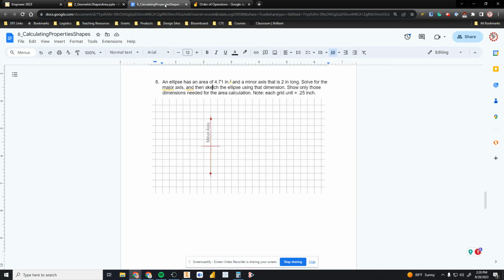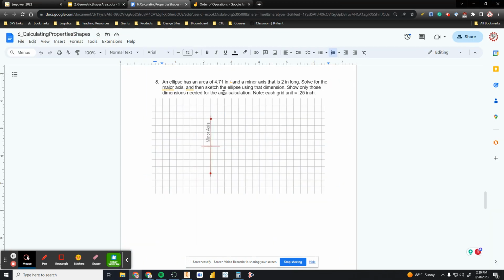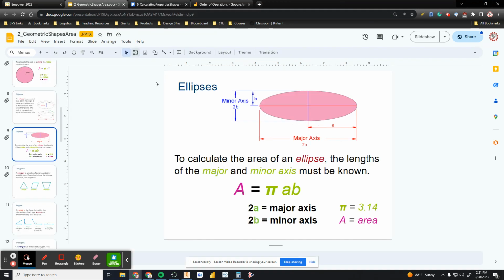And we were given for the question, it says an ellipse has an area of 4.71 inches squared. So we have an area equal to 4.71 inches squared. Okay, so that was given to us. And a minor axis that is 2 inches long. So this minor axis is 2 inches long. Solve for the major axis, which is going to be this horizontal one. So we can take a look at this.